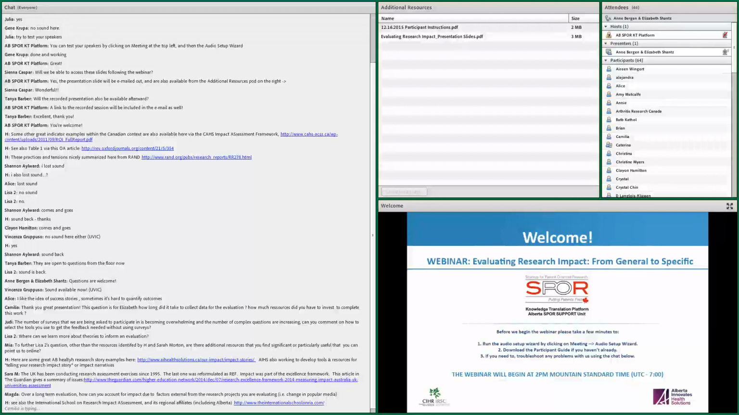So we've got a question from Magda over a long-term evaluation. How can you account for impact due to external factors from the research projects you're evaluating? So changes in popular media, things like that.